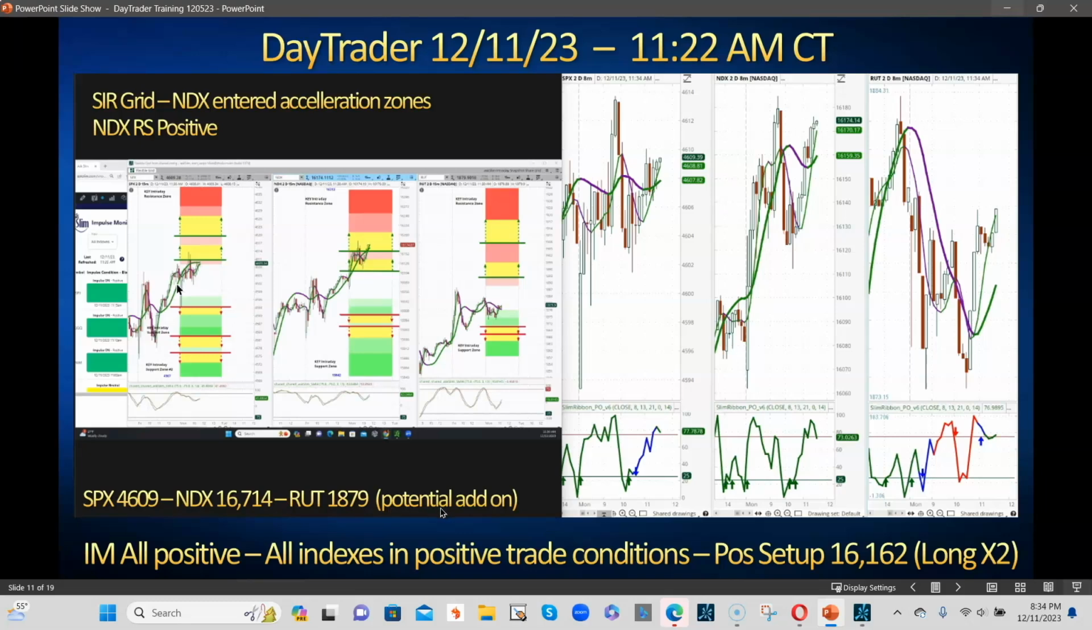But I'm not taking a profit here. There's nothing that says to. If anything, I see more energy coming in the market. If you wanted to, you could go to a 3-lot in the NASDAQ, that could work. Or you could maybe add on and do a trade in the S&P 500 or the Russell. I would not choose the Russell because it looks the weakest as you look here at the SIR grid. But with the NASDAQ entering those acceleration zones there, I really just want to hold a position and maybe add an S&P 500 there. So what happens now?